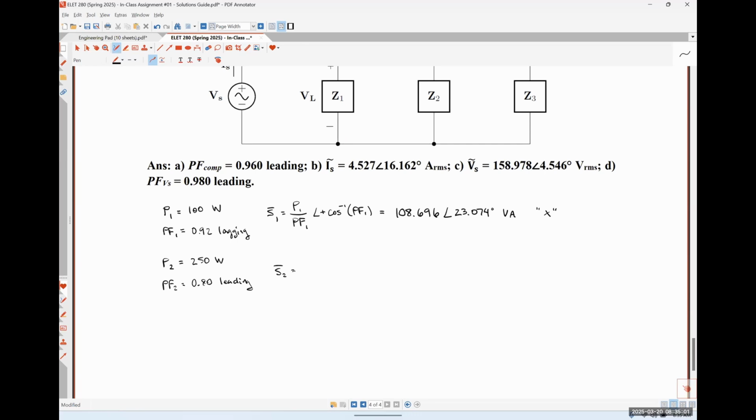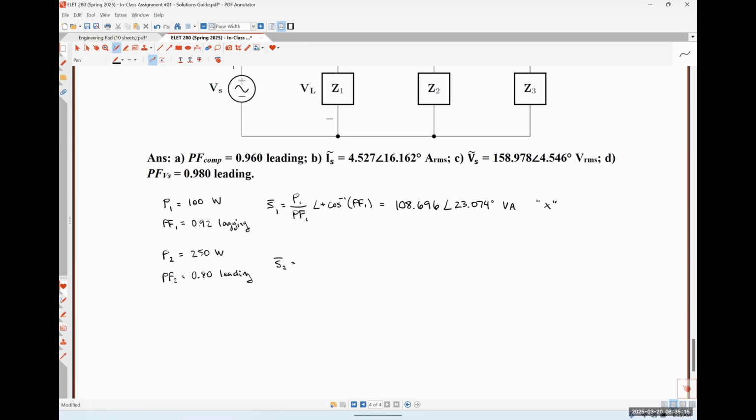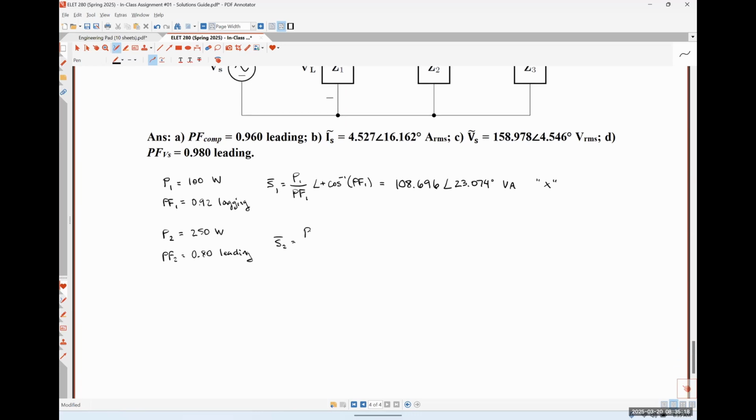Do the same thing. So pretty much the exact same thing. What's going to be the difference here? So we're going to have to put a negative sign in front of the arc cosine operation. Exactly right. Everything else will be exactly the same. So we would have P2 over PF2 with an angle of inverse cosine of PF2. So I'm going to plug those numbers into my calculator: 250 over 0.8 with an angle of negative inverse cosine of 0.8.